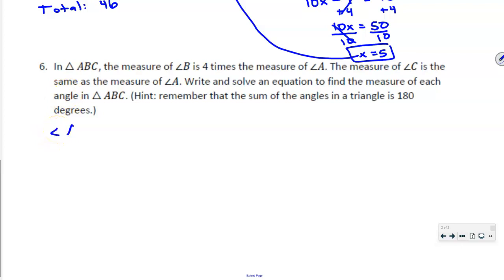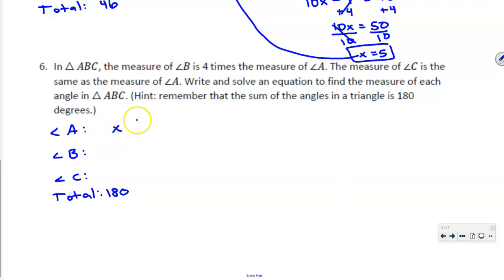Setting this problem up just like the others, since I know it's a triangle problem, I know I'm going to have expressions for angle A, angle B, and angle C, and I know that the total is still going to be 180. Angle B is 4 times the measure of angle A, and the measure of angle C is the same as the measure of angle A. Both B and C are compared to A, so I will use X to represent the measure of angle A.